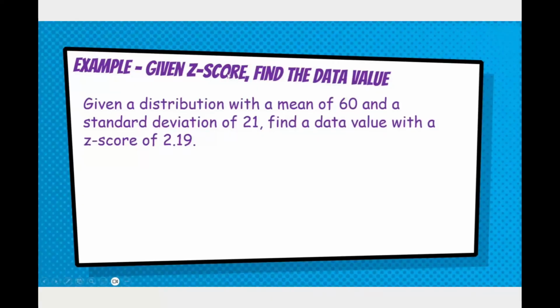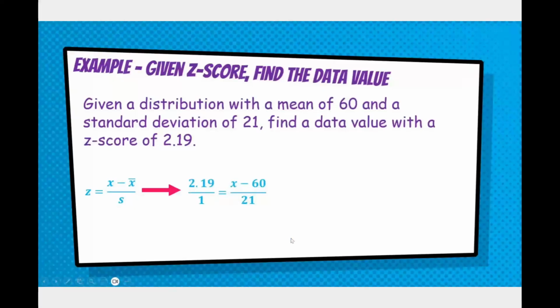So let's say we're given a z-score and we're asked to find the data value. So I'm given how many standard deviations above or below the mean is, and I'm given a data value. Let's put this in perspective too. My z-score is 2.19, which means I should be to the right of the mean because that's a positive number, and I should be right above 2 standard deviations when I mark this out.